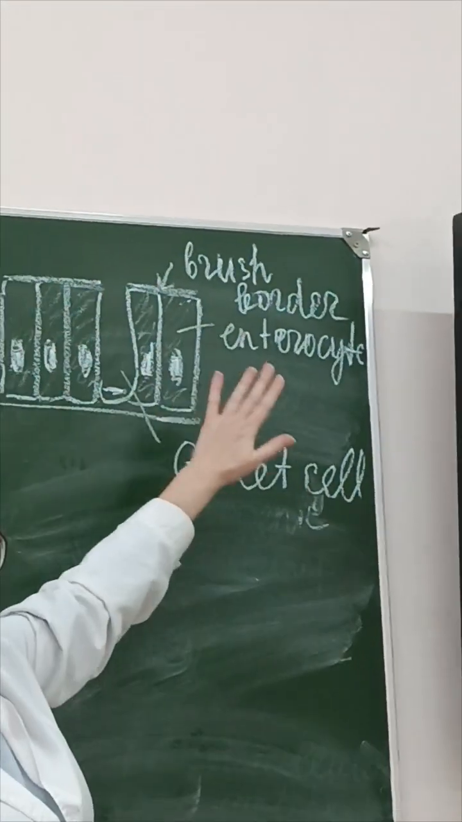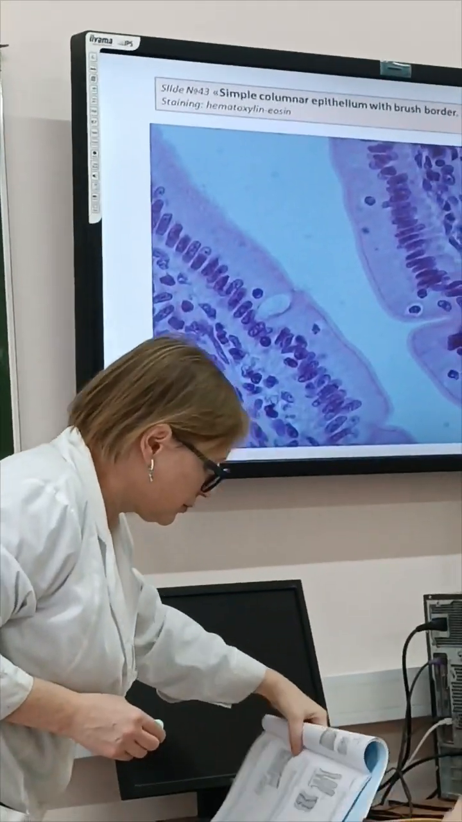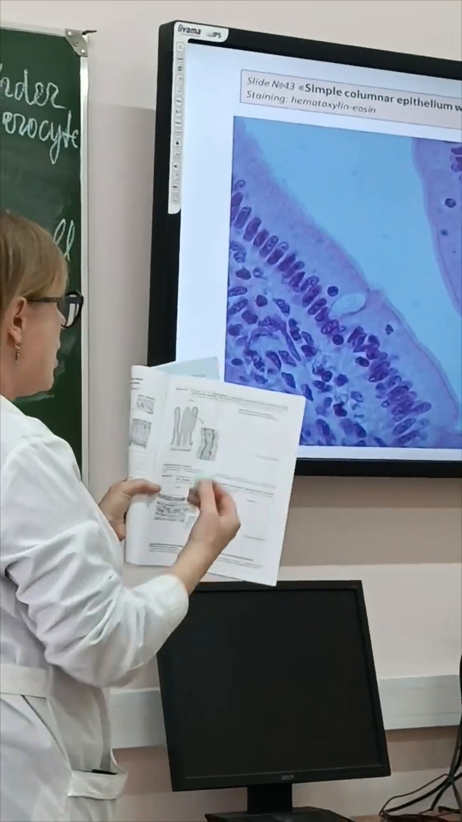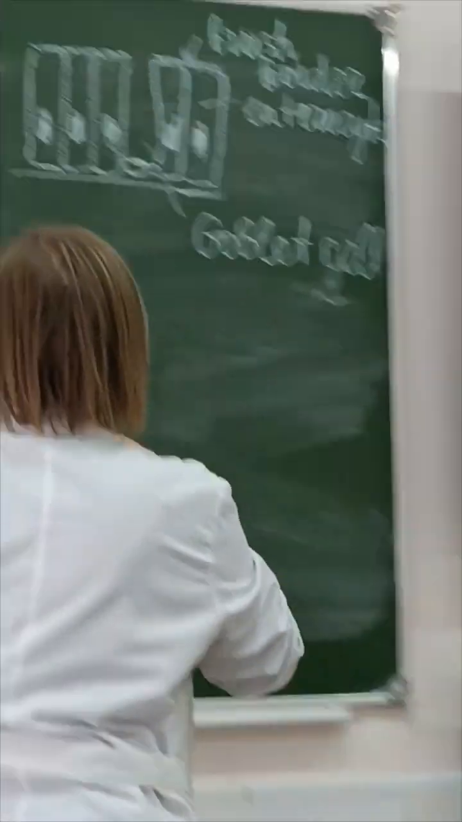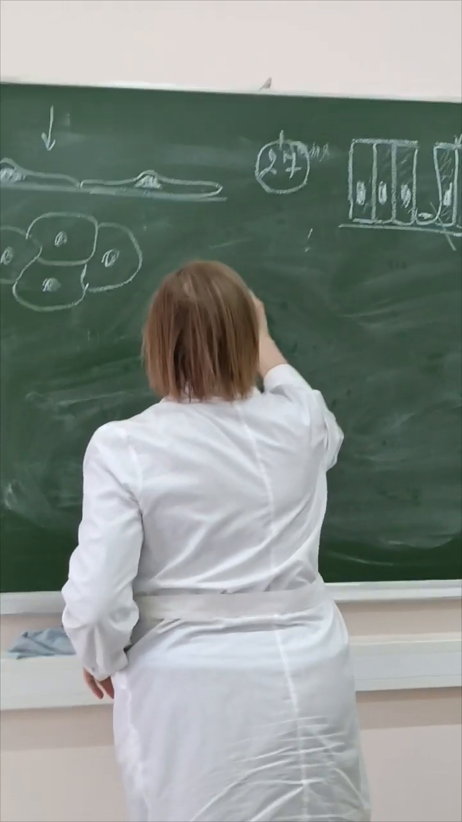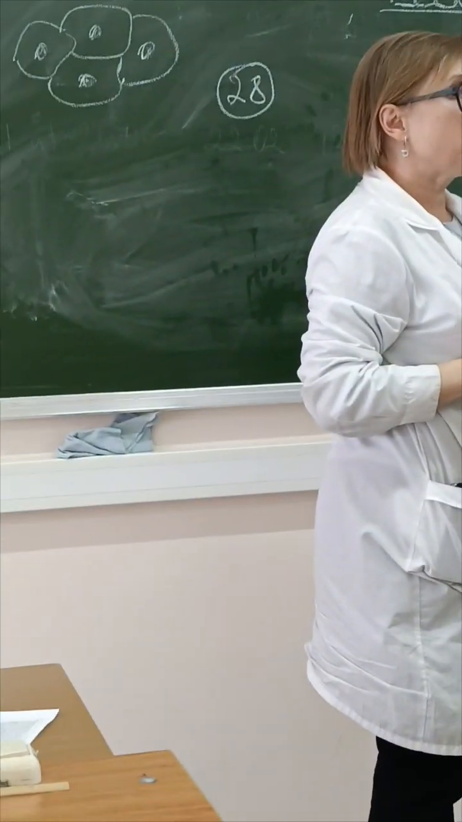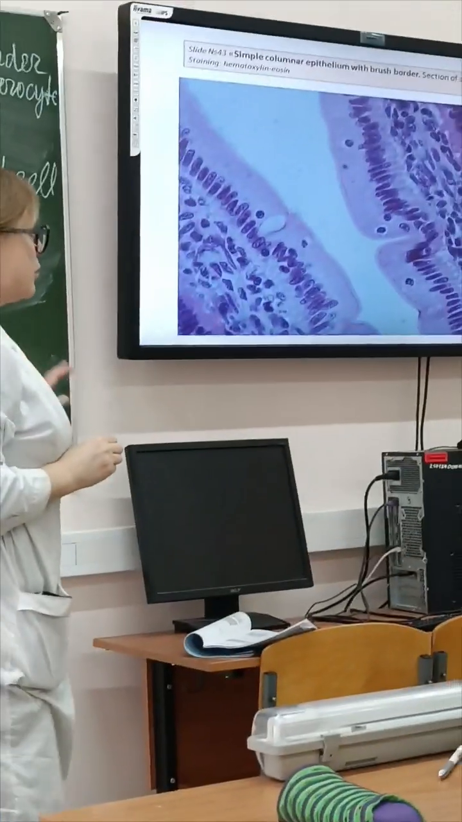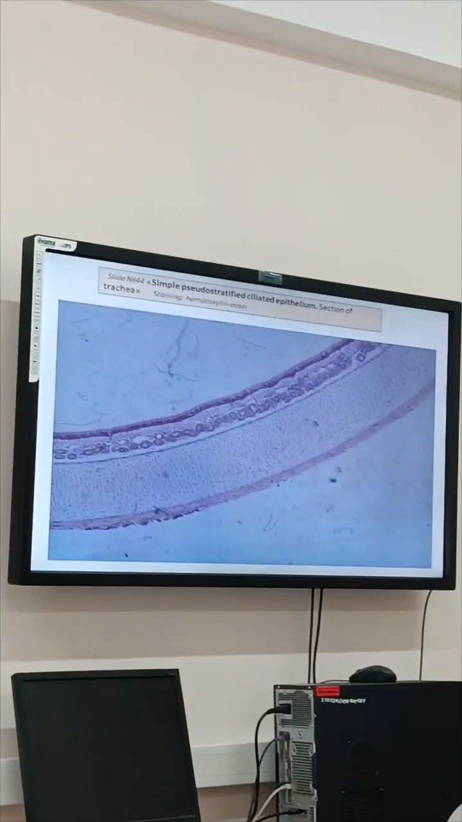So it's enough to draw in task 27 here, and here. Next, your drawing 28. In 28, you should draw simple pseudostratified epithelium. Such a type of epithelium we can find in the trachea.